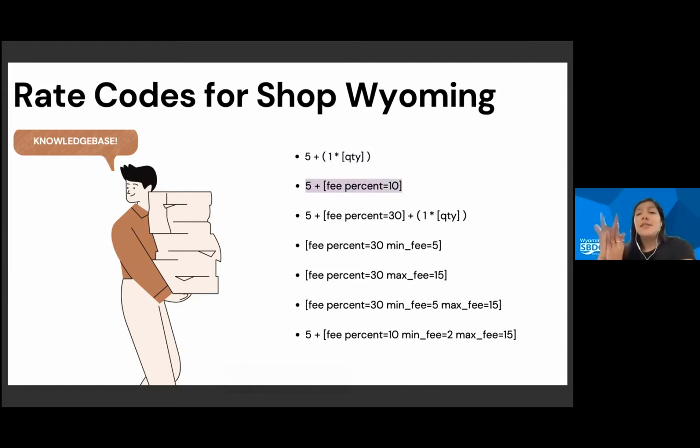What that means is that the flat rate is $5 plus 10% of the cost or the price of that product. So for example, with my candles again, if my candle is $15, then my shipping is going to be $5 plus 10% of 15, which is 1.5. So it's going to be $6.50 for my shipping in that regard.